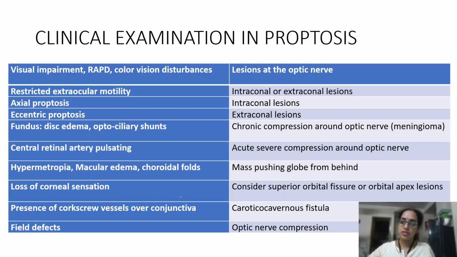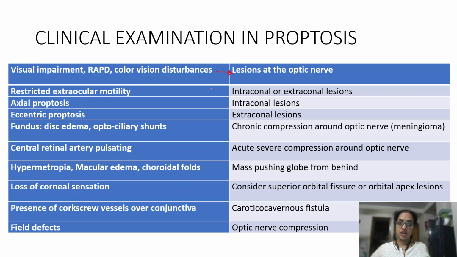For examination, again I would emphasize you do a good general physical examination, a good thorough ophthalmic examination, and then a systemic examination. There are subtle points that you can pick up on clinical examination that might hint to a probable diagnosis, like I said. If there is associated visual impairment, RAPD, or color vision disturbances, you think of lesions at the optic nerve. So the lesion probably is in the intraconal space. It has been compressing the optic nerve, or it might be at the orbital apex as well.